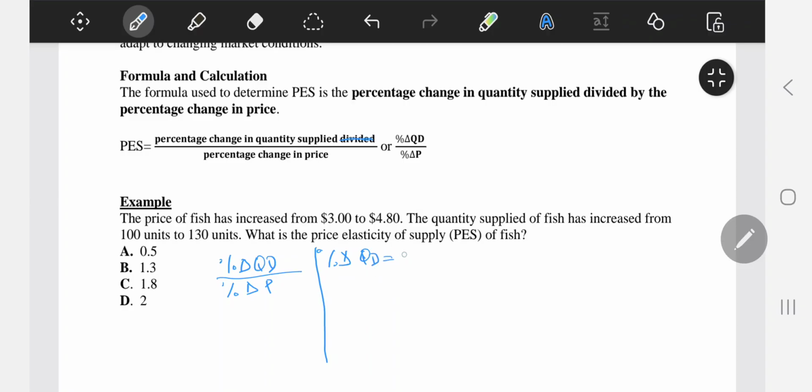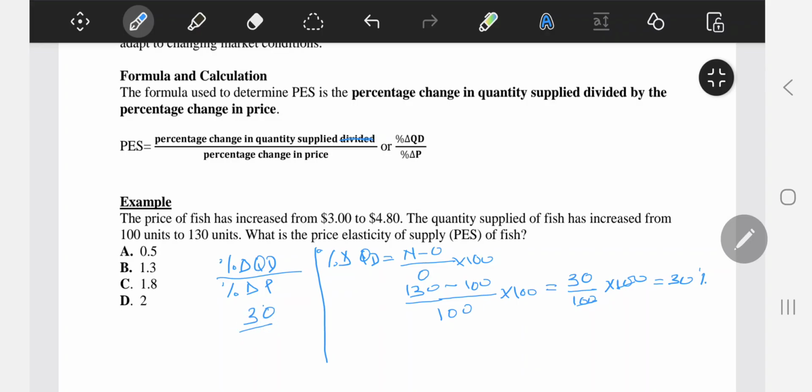which is going to be, remember the formula I showed you, new minus old divided by old times 100. So the new quantity is 130 minus the old quantity, which is 100, divided by the old quantity, which is 100, then times 100. And this is going to give you 30 over 100 times 100. So this 100 is going to cancel out with this 100 to remain with 30%. So the percentage change in quantity supplied here is 30.